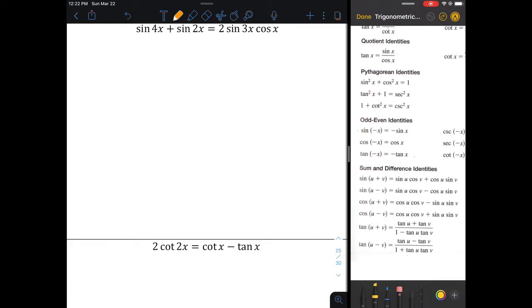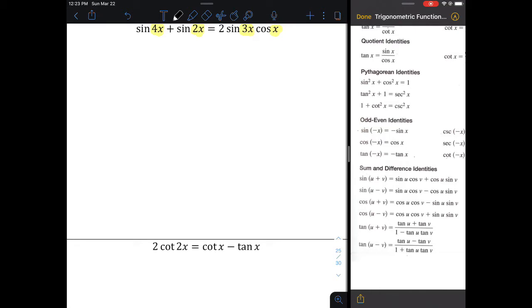When I'm looking at multiple angles, again, for all proofs, you have to really know where it is you're trying to go. I'm looking at a right-hand side that has a 3x inside of it and a 1x inside of it. So I need to rewrite the sine of 4x as something that has a 3x and a 1x in it, and the same thing for the sine of 2x. So I need to try to rewrite both of those, showing 3x and 1x on the insides.